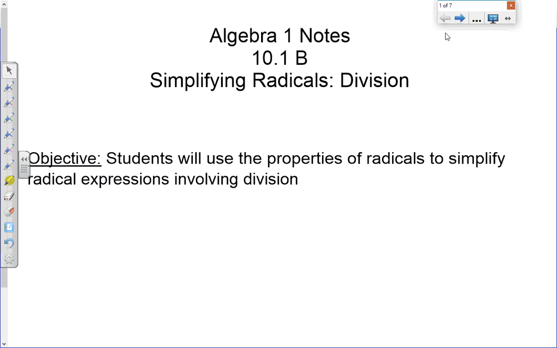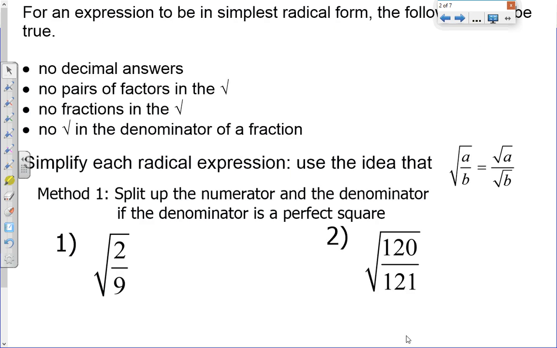So remember from yesterday, we can't have decimal answers, so you're not going to grab your calculator and type in square root of 2/9 to give me an answer. That's how we'll check things. We still today will not be able to have pairs of factors. So if you have square root of 12, even though 12 is not a perfect square, you have to break that down because it does have a pair of 2's in there from a 4 times 3. So we always want to make sure we're finding those pairs of factors. And this time, there cannot be a fraction in the radical.